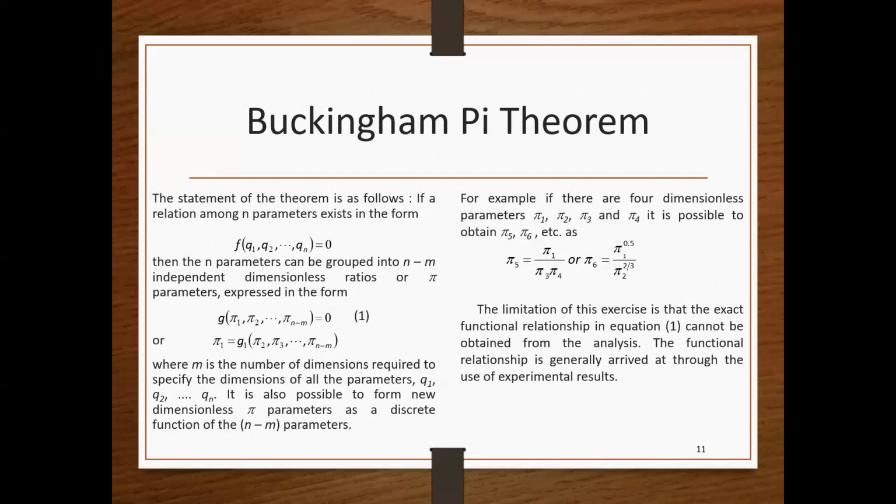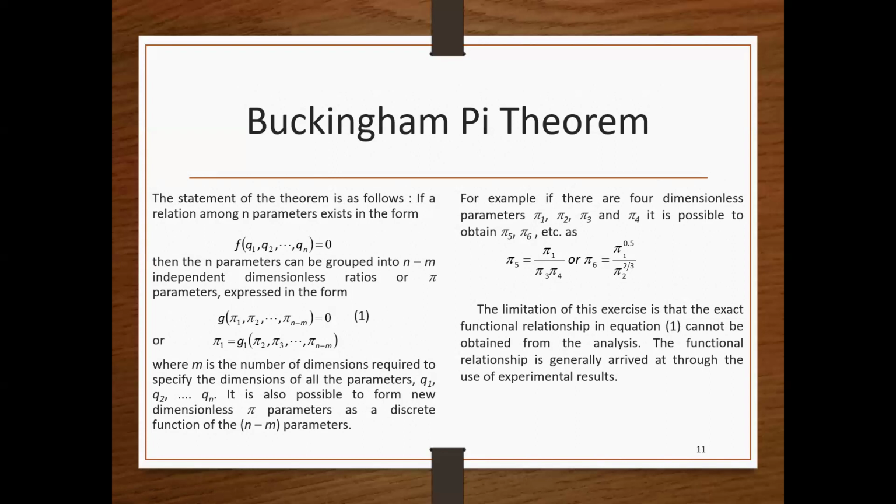Yung n parameters, yan yung mga variables mo. Density, temperature. Later, may example naman tayo. So, pi 1 is equal to g1 of pi 2, pi 3 up to pi n minus m. Yan yung pi 1 mo. Okay? Nalipat lang sa pi 1 sa left side. Where m is the number of dimensions required to specify the dimensions of all the parameters, q1, q2, qn. Yan yung mga, in meters, anong dimension mo? In length, ang dimension mo ay in meters. So, ang symbol niyan ay L. Yung weight naman, mass, is capital M.